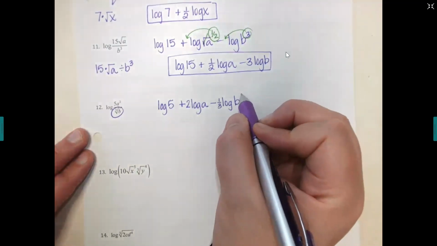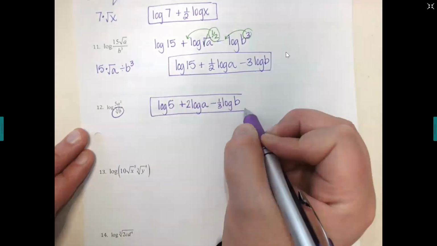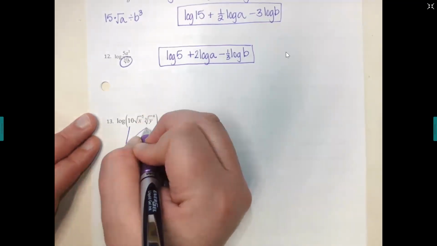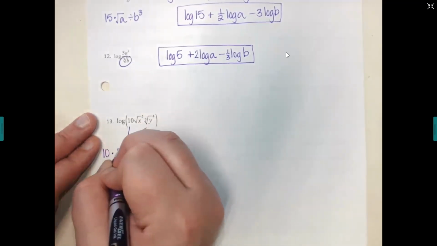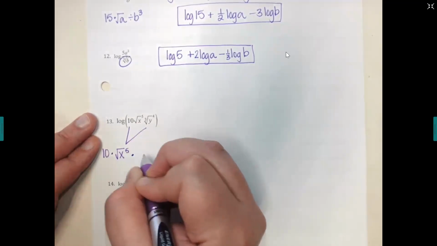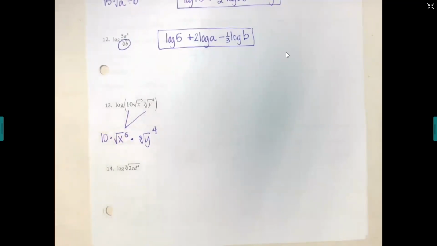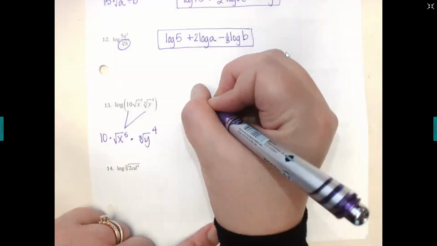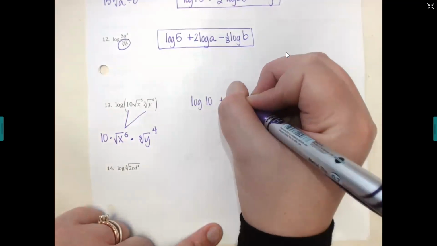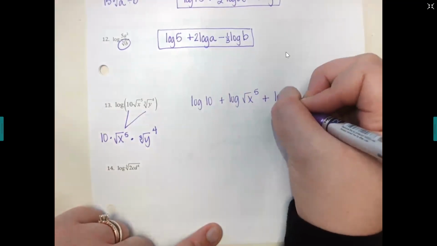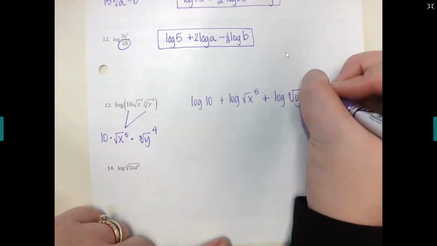Okay, go down to number 13 and 14. Okay, number 13 is all multiplication. We have a 10 multiplied by a root x to the 5th, and then multiplied by a cubic root y to the 4th. So if all three of them are times, then when I split them up, I'm going to put pluses in between. So I'm going to have log 10 plus log root x to the 5 plus log cubic root y to the 4.